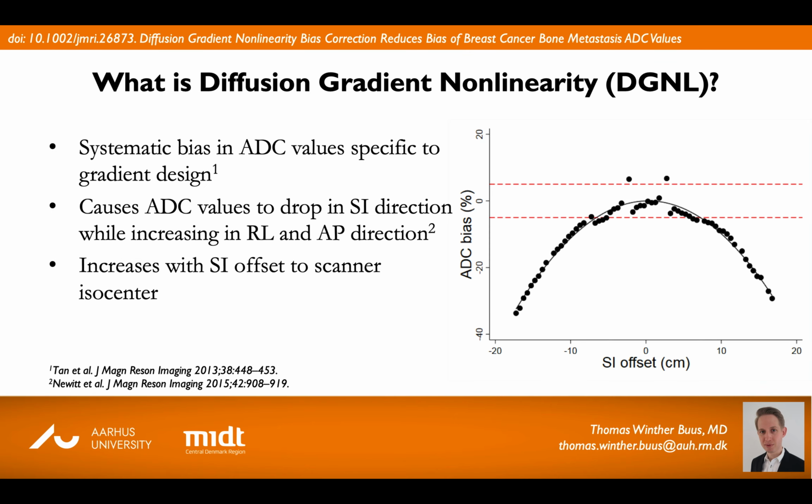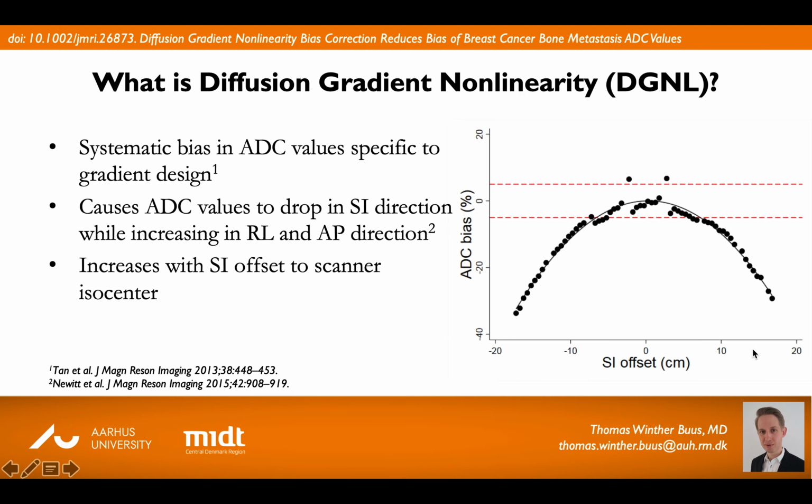So what is diffusion gradient nonlinearity? Well, it's systematic bias in ADC values, which is caused by the fact that diffusion gradients are inherently nonlinear, which causes spatially varying encoding. The bias is specific to the gradient system and it varies across vendors. This causes ADC values to drop in the superior-inferior direction while increasing in the right-left and AP direction. The bias increases with the offset to the scanner isocenter.